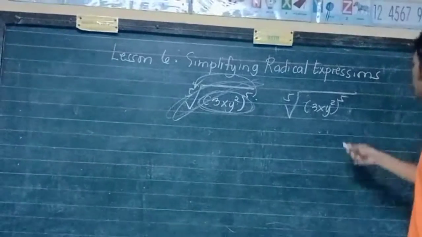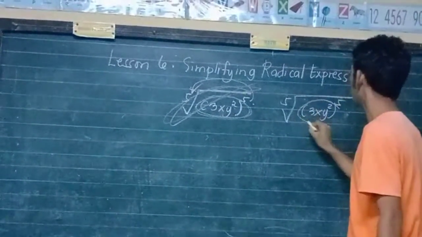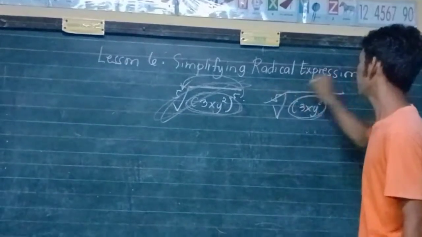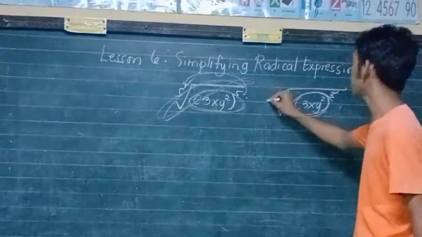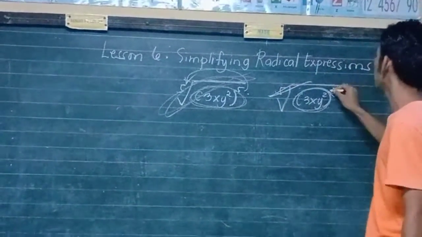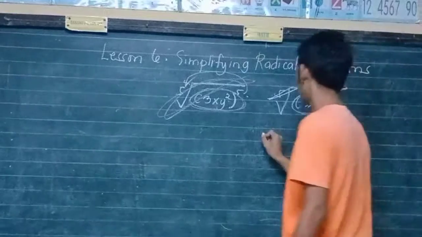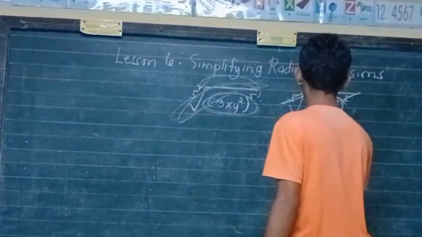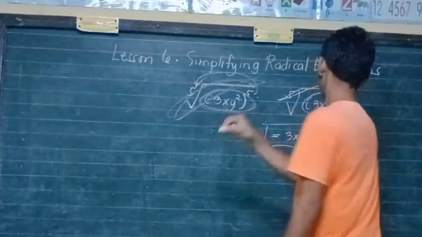So aron makuha ni siya nga expression, i-cancel na siya kaning radical sign o kaning exponent. So ang answer kay 3xy squared. Same ganina.